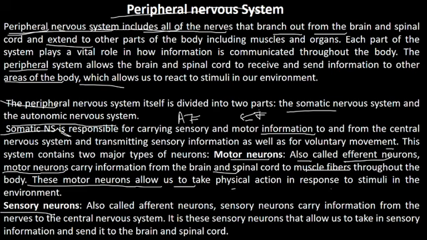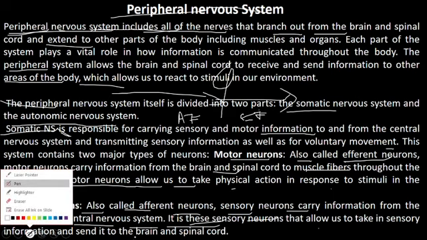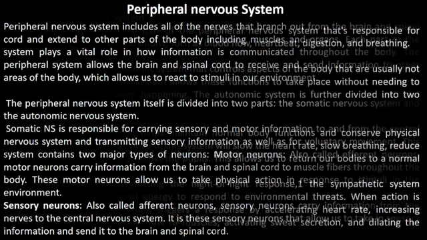We have sensory neurons as well. It's called afferent neuron. Sensory neurons carry information from the nerves to the central nervous system. It is what I told you. I've given you the ideology. The central nervous system is the brain and spinal cord. What brings information into it is sensory. What takes information out of it is motor. Okay? It is these sensory neurons that allow us to take sensory information and send it to the brain and spinal cord.